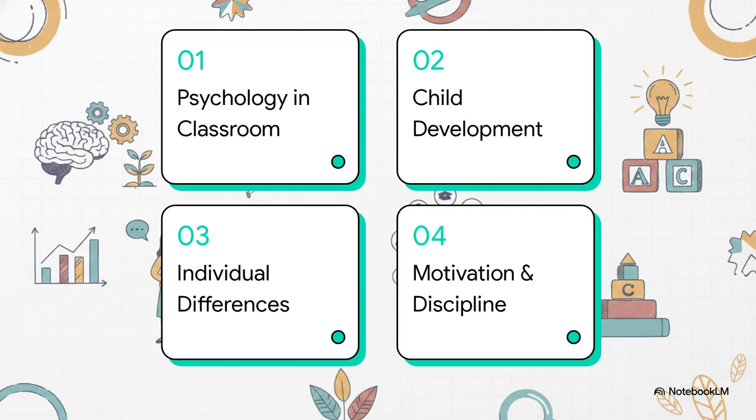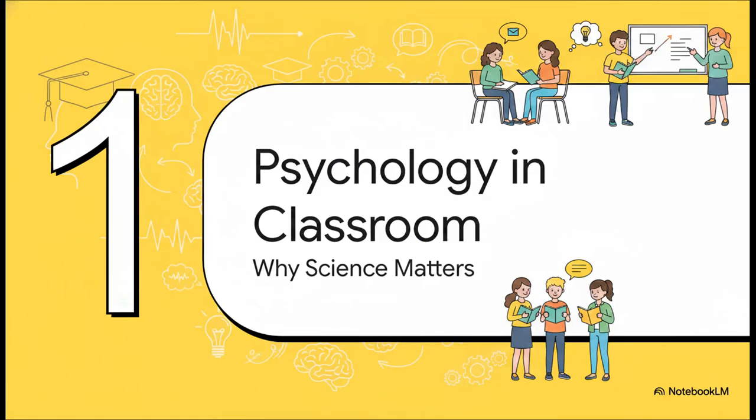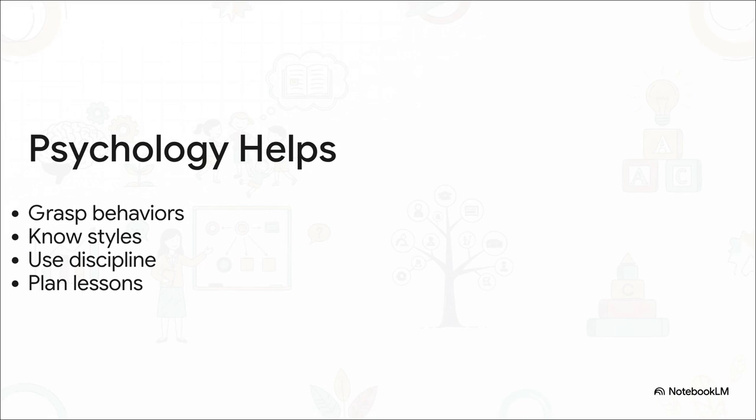So, here's our game plan for today. We'll cover 4 key areas: psychology in the classroom, child development, individual differences, and finally, motivation and positive discipline. All right, kicking things off with Section 1, Psychology in the Classroom. Upadhyayulaku Psychology Pramukhyata. So why does this science actually matter for our day-to-day transactions with students?